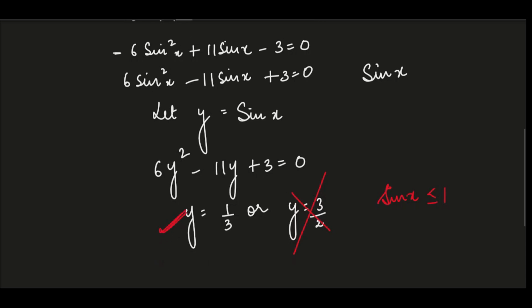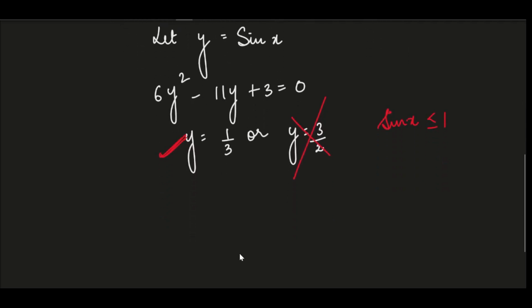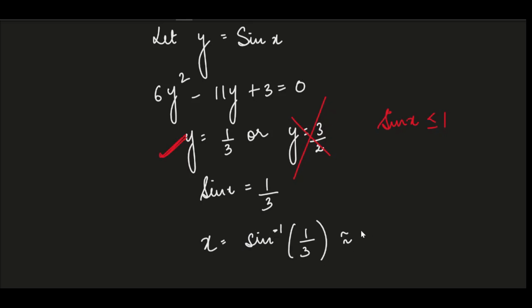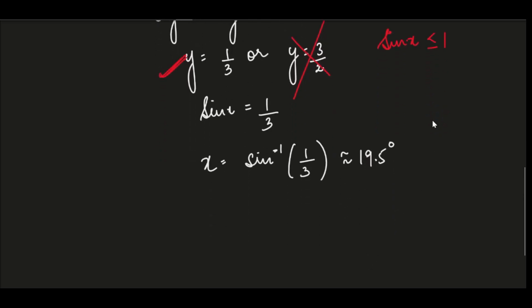So let's substitute the value of y to get our values of x. I'll substitute sine of x equals 1 over 3. So my x will be sine inverse of 1 over 3, which is approximately equal to 19.5 degrees. Okay, so is the answer complete over here? No. Why is it not complete? Because this is the first solution for x that we are getting. We know that from 0 degrees to 180 degrees, sine is positive in both quadrant 1 and quadrant 2. So this is the value in the first quadrant.